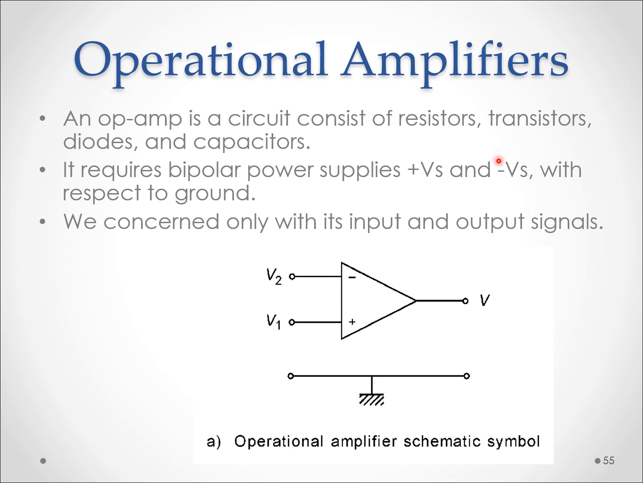This is the schematic symbol of an op-amp, where we can see it has two inputs and one output. And as you can see, V1 is connected to the positive sign and V2 is connected to the negative sign, to represent the bipolar power supply.